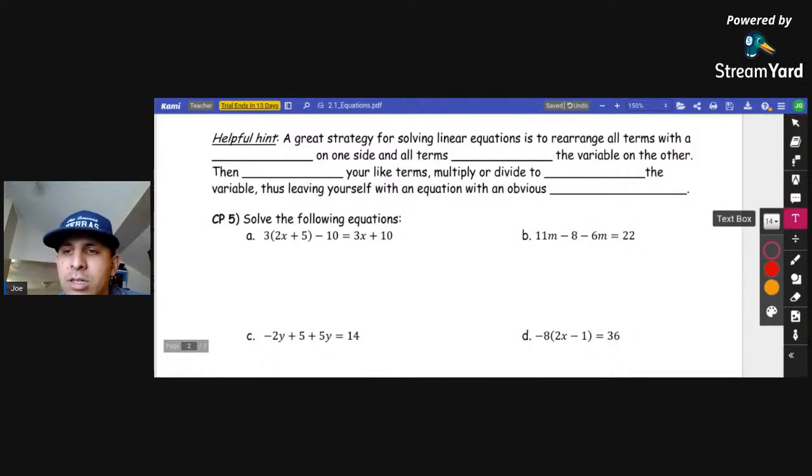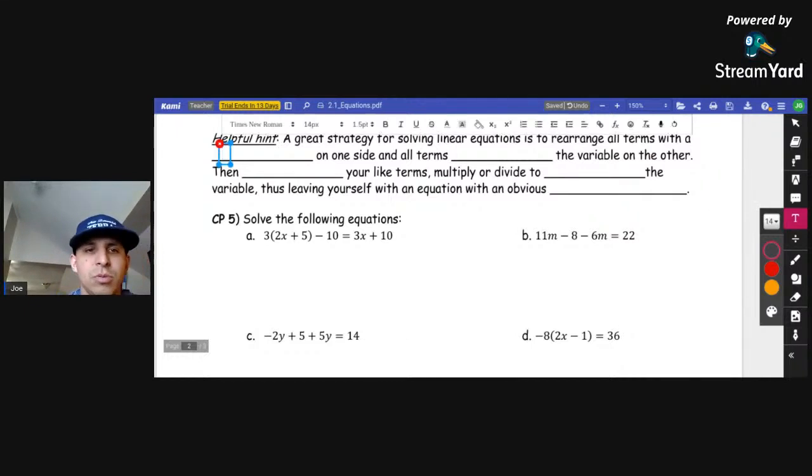Okay. I'm actually going to type in my text here. Might be a little bit better. A great strategy for solving linear equations is to rearrange all terms with a variable on one side and all terms without the variable on the other. Then combine your like terms.